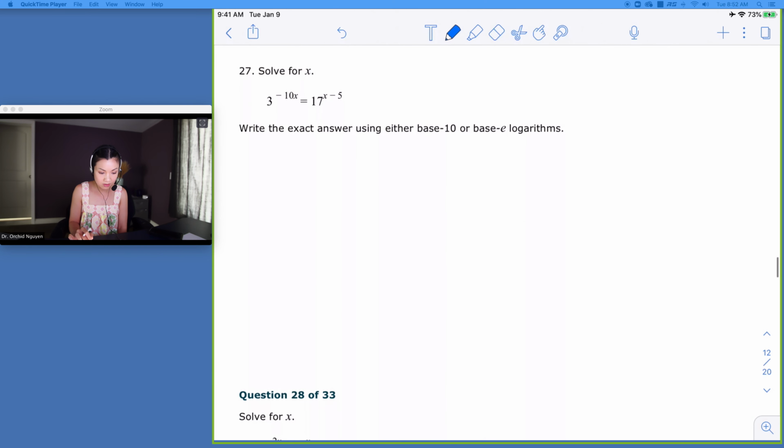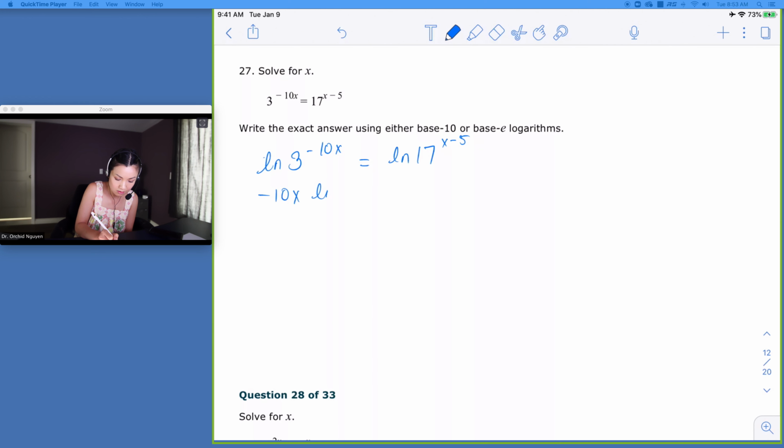For 27, I have 3 and 17. You can use ln or you can use log. It really doesn't matter. I'm going to use ln. So we have ln 3 to the negative 10x. The reason we're doing this is because we can move the power to the front. Make sure you put parentheses because we have to distribute.